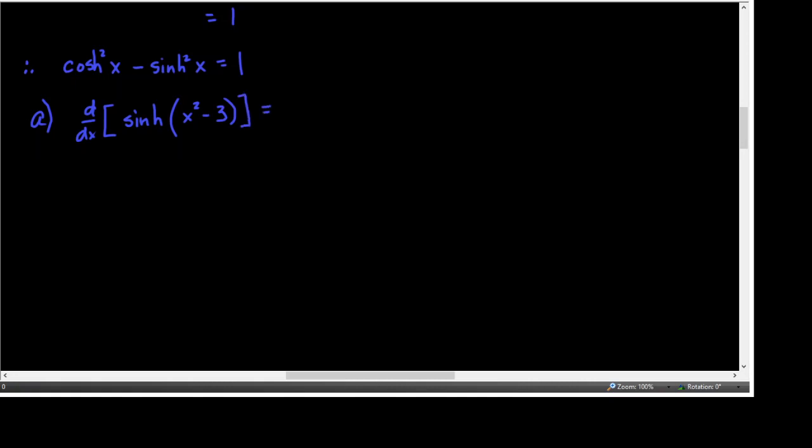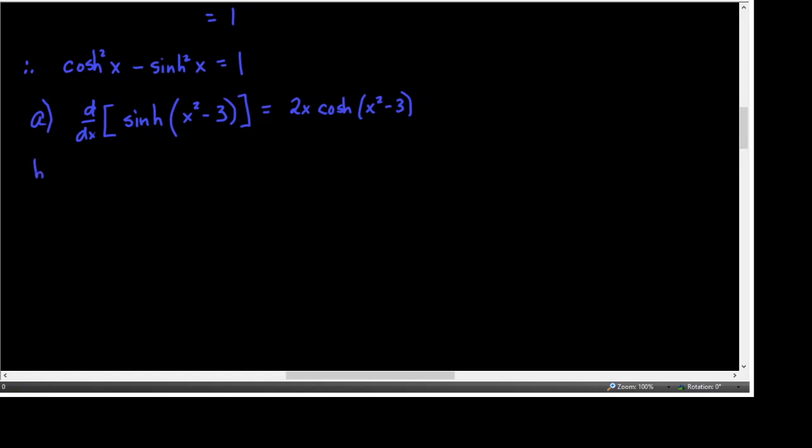The derivative of sine is cosine, so we're expecting to see hyperbolic cosine. And if I slip and say just cosine or just sine at this point, I mean hyperbolic cosine of that argument, and then the chain rule still kicks in, so that'll be multiplied by the derivative of the inside function. The derivative of x squared minus 3 is 2x.